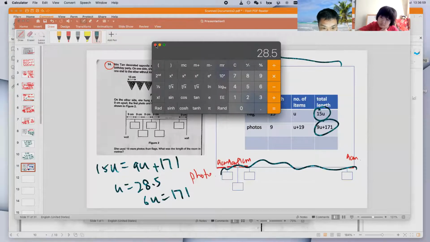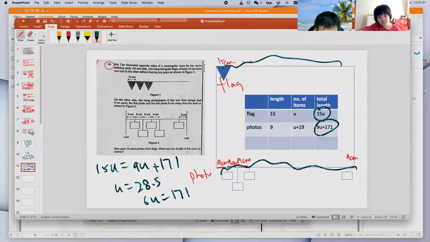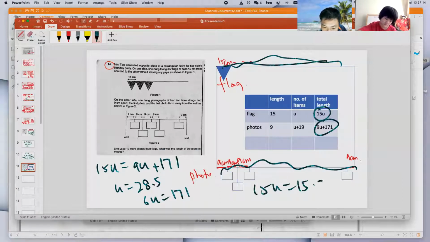So what do they ask? What was the length of the room? 15U. They ask for what is the length? Yes, they ask for this side. So it's 15U. So it goes to 15 times 28.5. Yeah, that's how you can find this question.